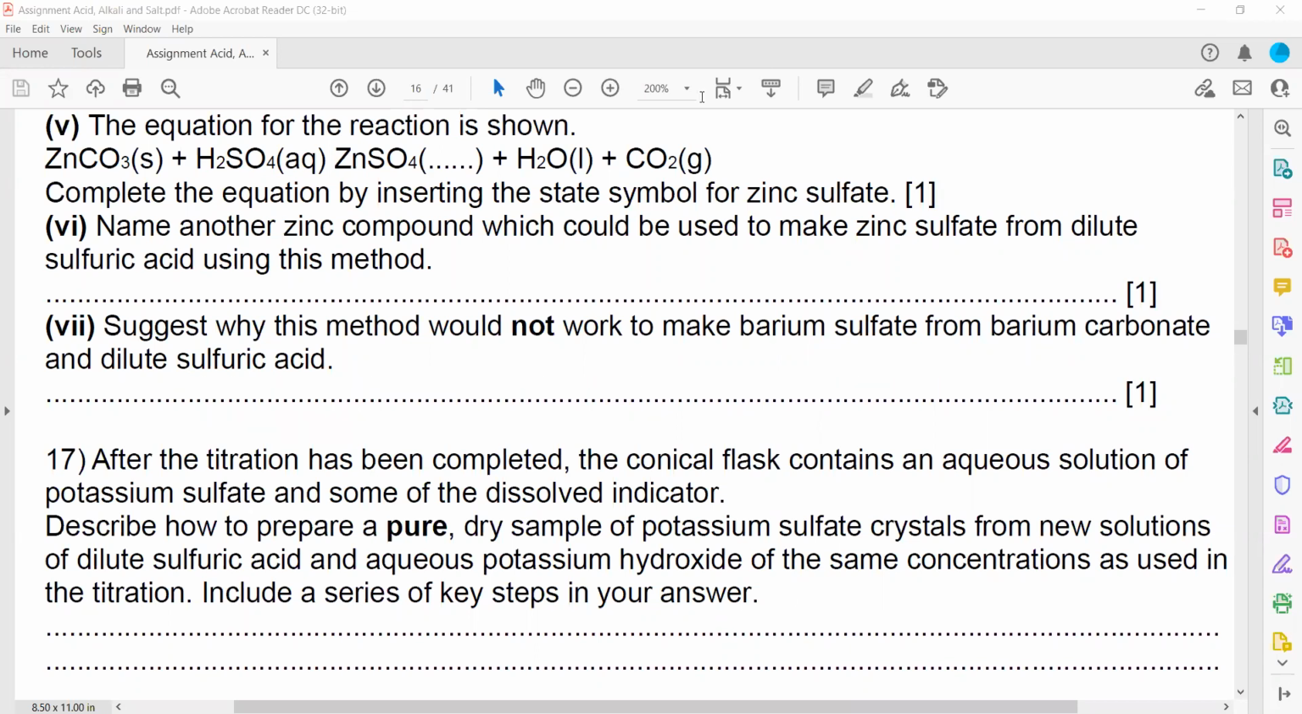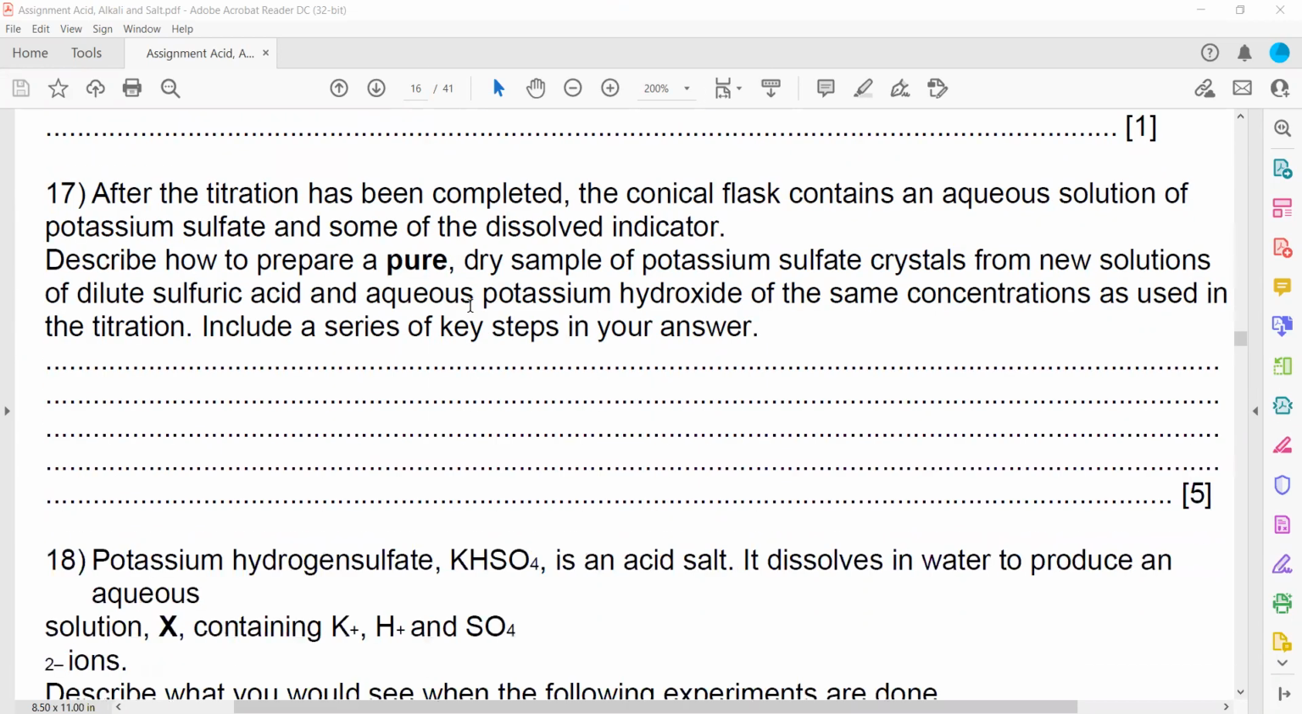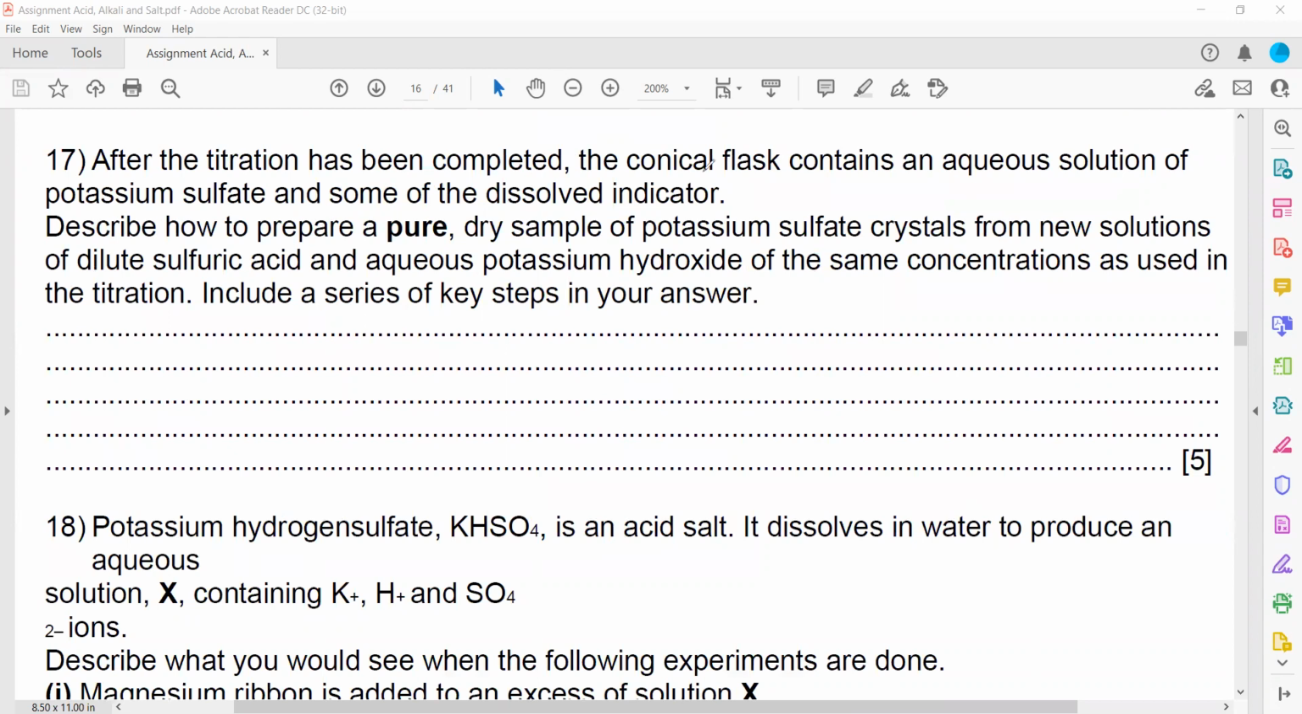Then the last question is about titration. Titration is a technique by which we can identify the concentration of different solutions. A conical flask contains aqueous potassium sulfate. And it also has some indicator. Because of the indicator the solution might be colored, so we cannot obtain the salt from it, otherwise the salt will also be colored.